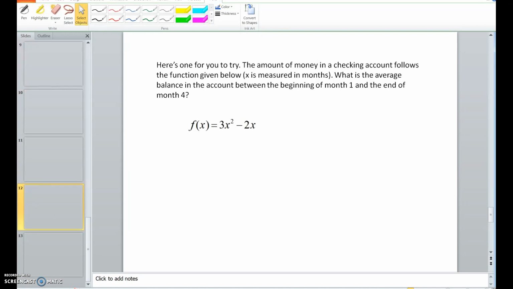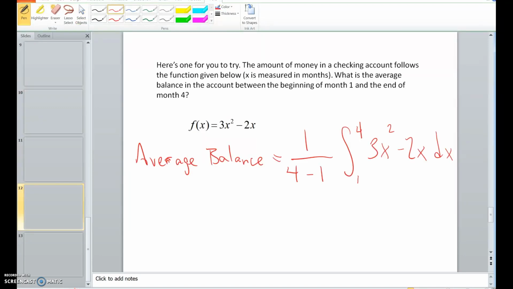I'm going to set up the integral first, and then show that to you, make sure you got it, and then we can finish it. So here's the setup for the problem. Here we've got 1 over 4 minus 1. That's going to be the part where we divide once we find the sum of all the y values. And then this integral is the sum of all the y values of this function. So go ahead and integrate this and get the answer.